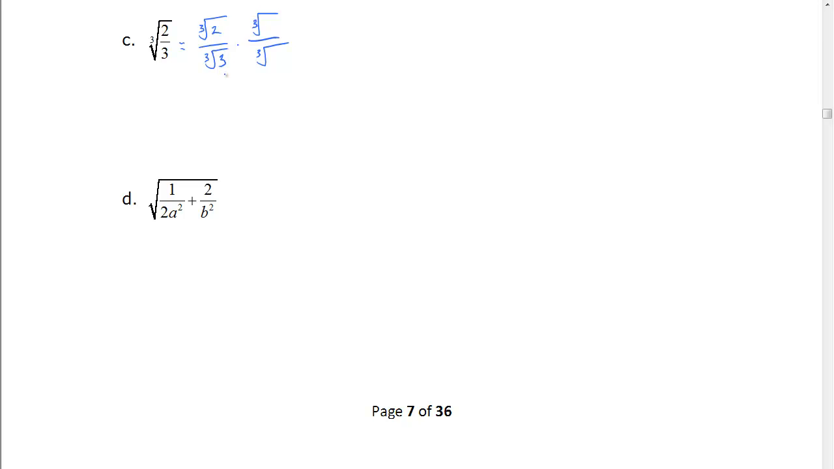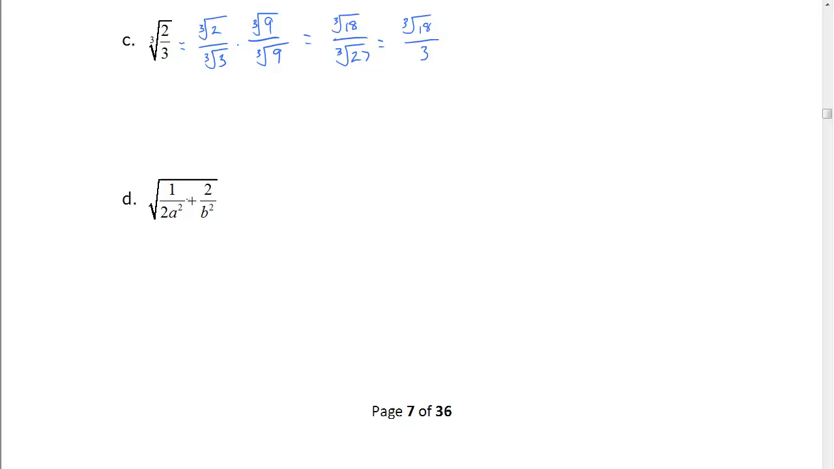3 cubed is 27, so somehow we need to make this 27. And to do that, we need to multiply by 9 over 9. And that's going to give us cube root of 18 over the cube root of 27. But the reason we chose 9 was because the cube root of 27, well, that's simply 3. And again, we've rationalized the denominator.